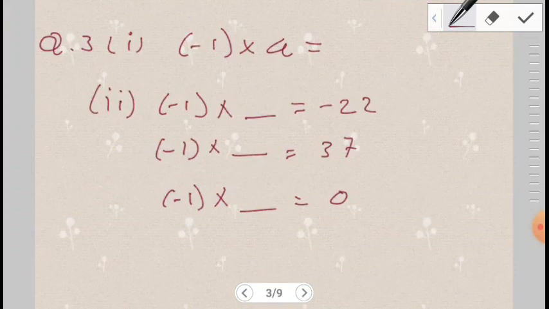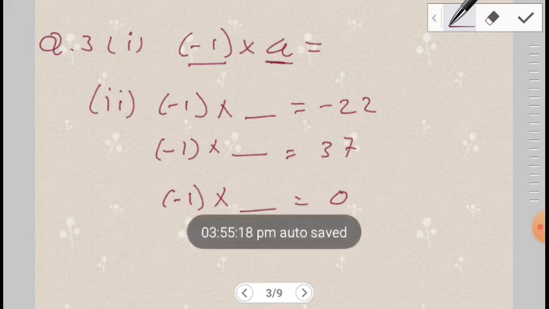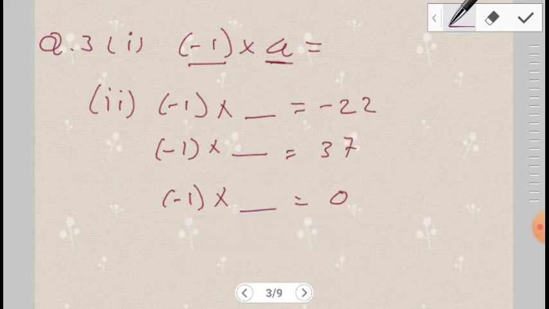Now for the question 3. In the first part of this third question: for any integer a, what is minus a into a equal to? That means if I multiply minus 1 with any integer, call it a. If I multiply any integer with the minus 1, what will I get? So simple, minus plus minus, and a ones are a. That means I will always get the opposite of that number, that means the opposite of that integer.